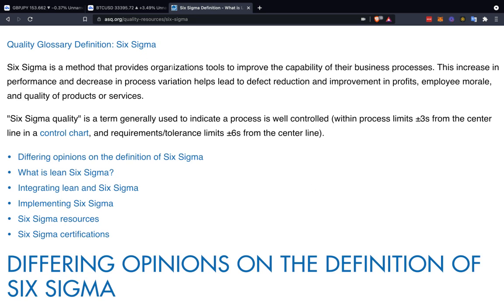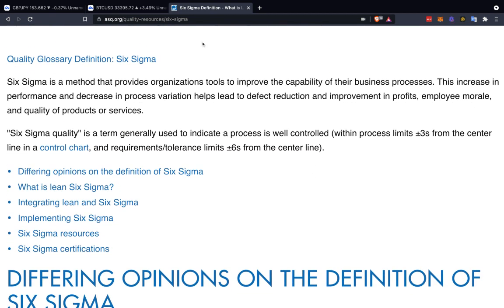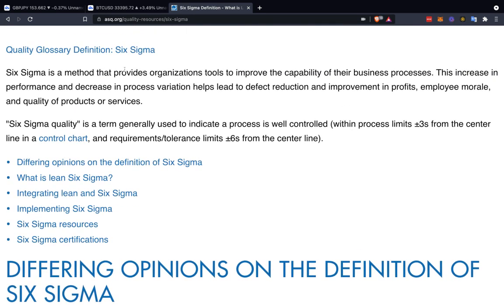And I'll just read you, I have kind of my own personal definition, but this official definition, and I'll also have this link down below in the description, is basically laying out that Six Sigma is a method that provides organizational tools to improve the capability of their business process. This increase in performance and decrease in process variation helps to lead defect reduction and improvement in profits, employee morale, and quality in products or services. So this is the example of a business version of Six Sigma. But again, it can be literally applied to anything.